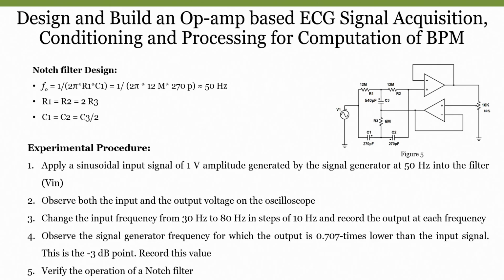Similar to our previous filtering modules, even in this case we will be using active filters. The reason is the very high input impedance and very low output impedance due to the operational amplifiers, and the gain is easy to set using operational amplifiers. Now, in our experiment to design and build an op amp based ECG signal acquisition, conditioning and processing of the PQRS wave to compute BPM, we will see how to do the notch filtering using operational amplifiers here.